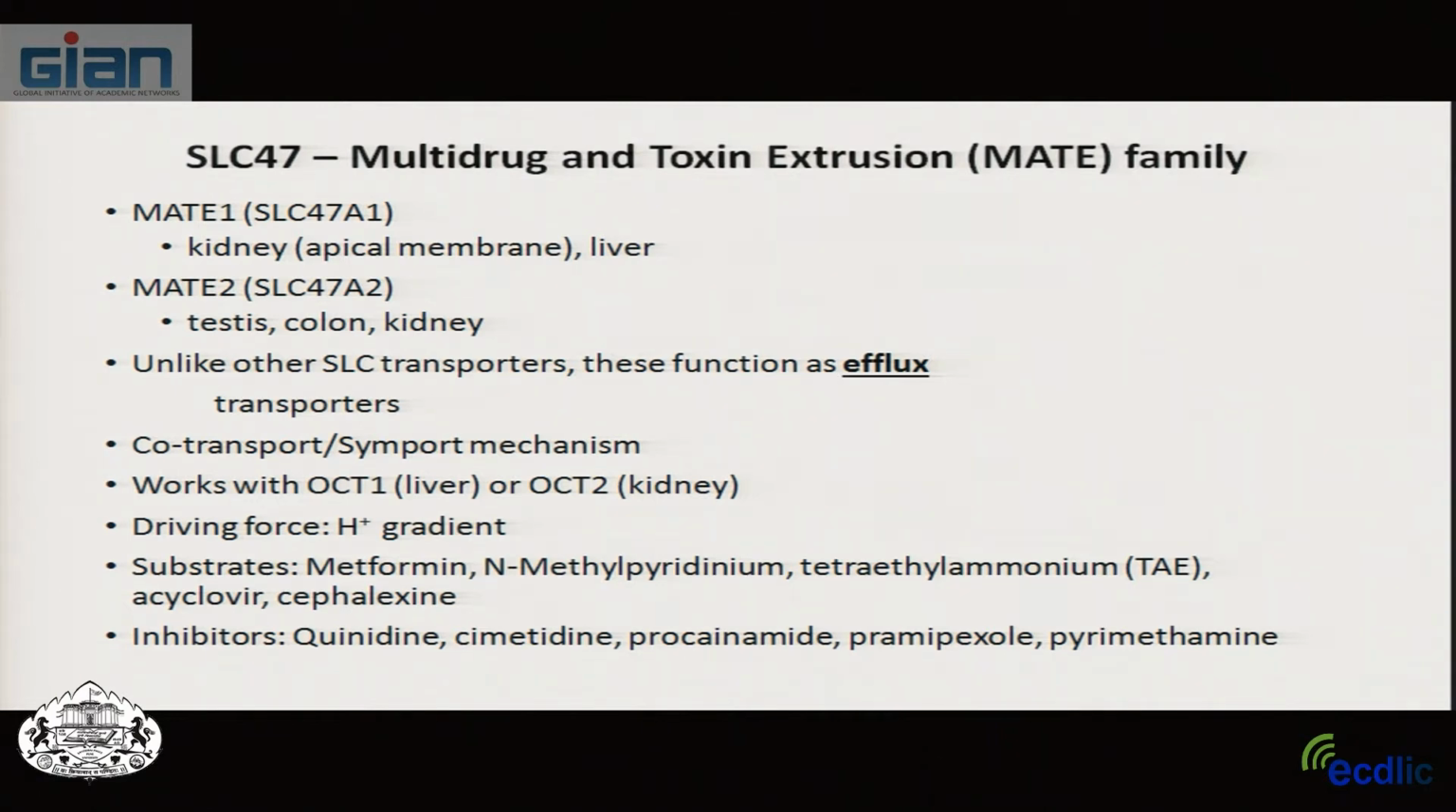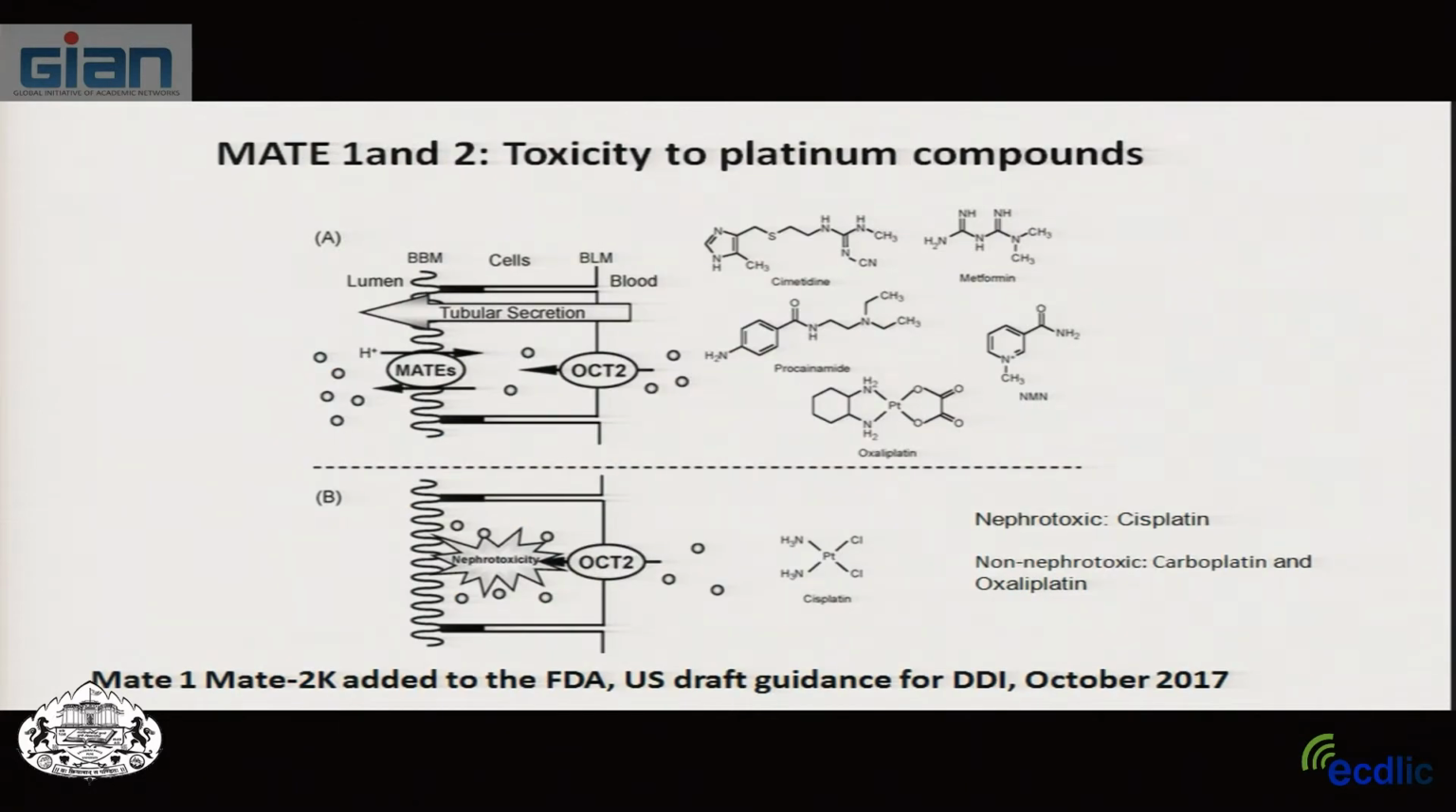And there are at least two members. MATE2K is one of the isoforms of MATE2. Mostly they are present in kidney, liver, testis, and colon. The mechanism is co-transport, just as we saw with the sodium glucose transporter, and the driving force is the proton gradient. Some of the substrates are metformin and TEA, and inhibitors are quinidine, cimetidine, and others.